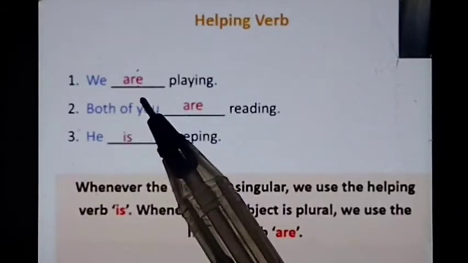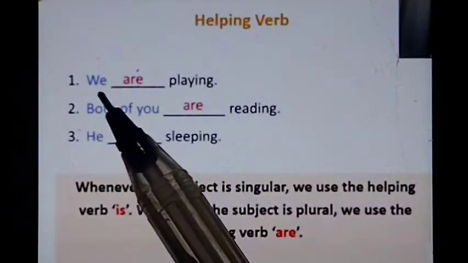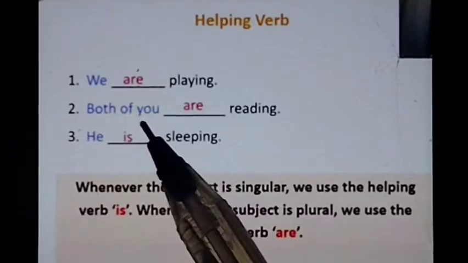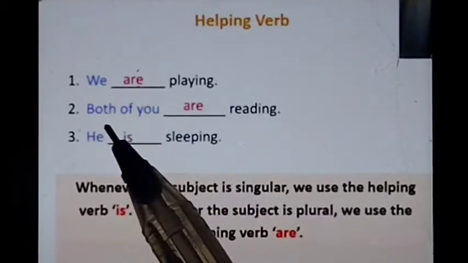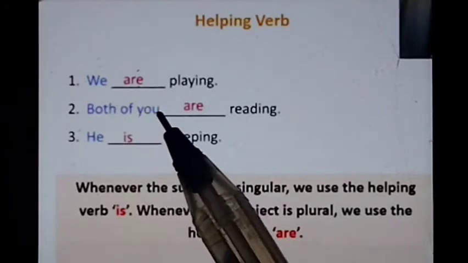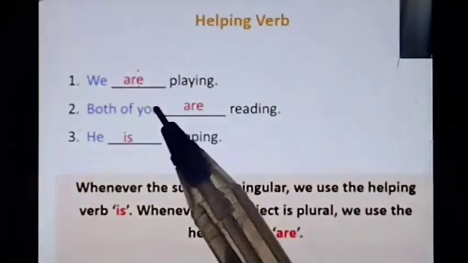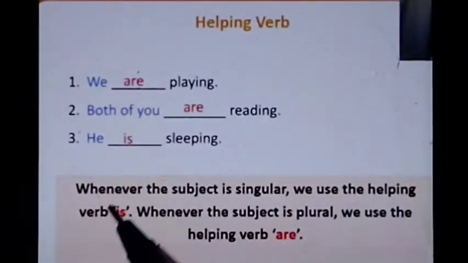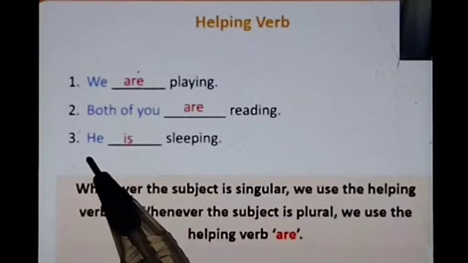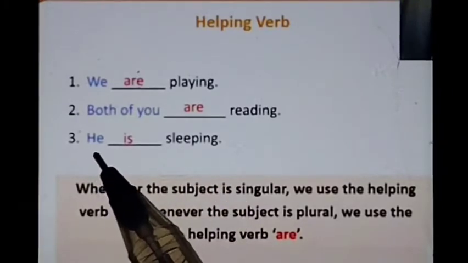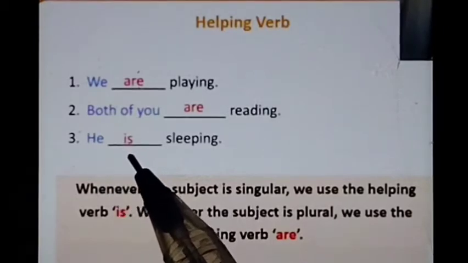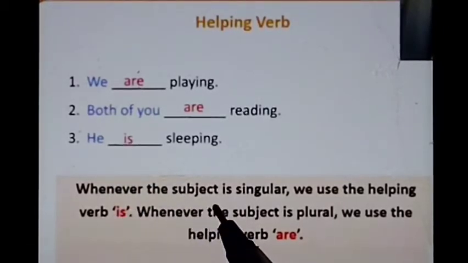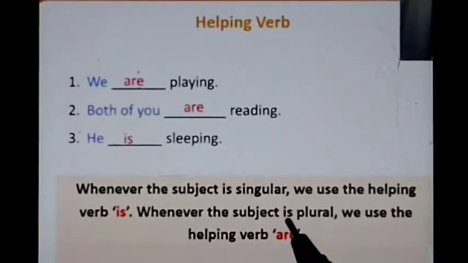We are playing because we is the plural subject. Both of you means more than one person, so it is a plural subject. Both of you are reading. If the subject is plural, we have to add are, the helping verb. He is playing, sleeping. Yes, he is the singular subject, so we add is. Whenever the subject is singular, we use the helping verb is. Whenever the subject is plural, we use the helping verb are.